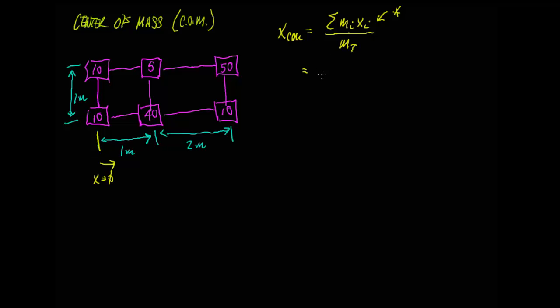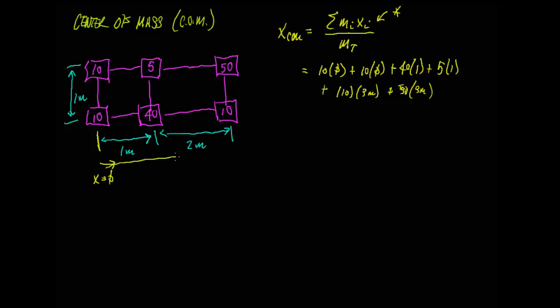and then everything is measured positive that way. So as we go across here, we're going to have the 10 times 0 because it's right on the axes, another 10 times 0. That's that second one up here. We'll have a 40 that's at 1 plus a 5 that's also at 1. Right? These are both at 1 meter away. And we have to add in this last 10 on the end. That's at 3 meters. Plus the 50 that is also at 3 meters. Again, it's 3 meters measured from here, and we're going horizontally. That whole mess will be over the total mass.